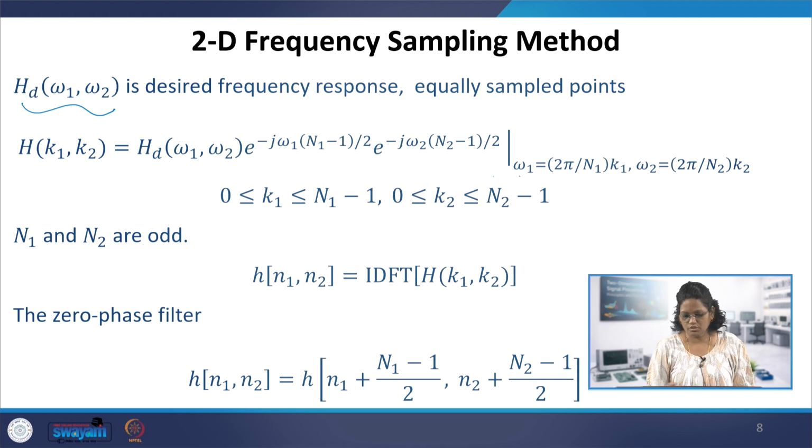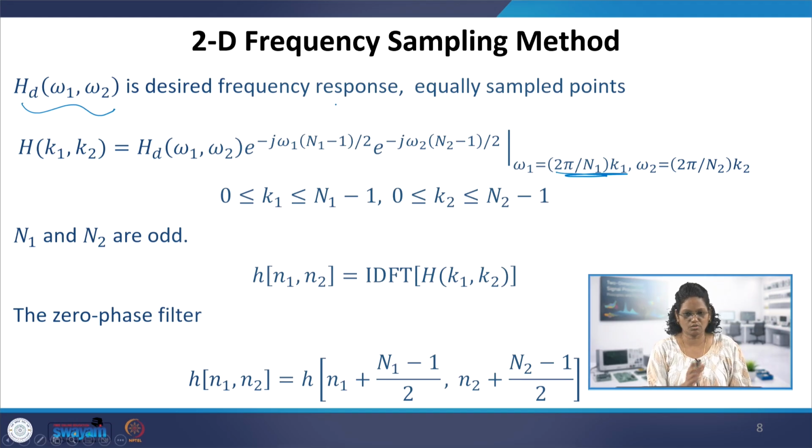Omega 1 is 2 pi k by n, as in the case of 1D, and this is also extended to 2D: 2 pi k1 by n1 and 2 pi k2 by n2. So HD multiplied by this term would result in H of k1 comma k2. This is the sampled version, where k1 varies from 0 to n1 minus 1 and k2 varies from 0 to n2 minus 1. So we get equally sampled points in 2D, as we have seen in 1D.